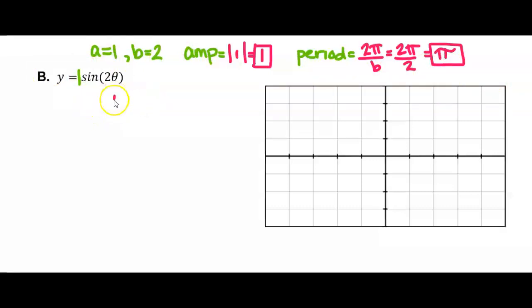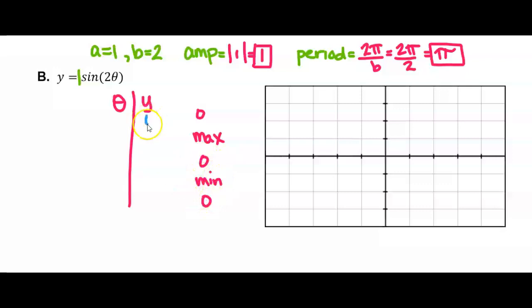All right, so let's make our chart. So we have theta and we have y. So again, the pattern of the y's: 0, max, 0, minimum, back to 0. So we start with 0. What's our max? Our max is always going to be our amplitude. So it's only going to go up to 1, back to 0. Our minimum is going to be -1, and back to 0.